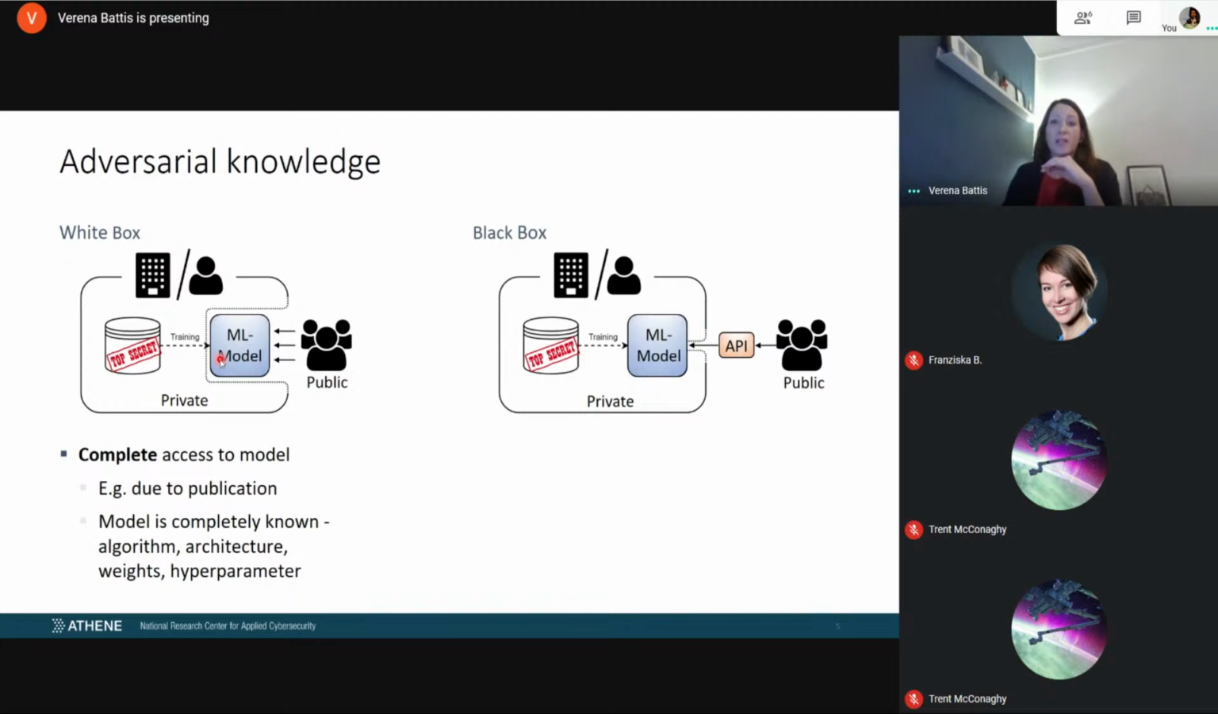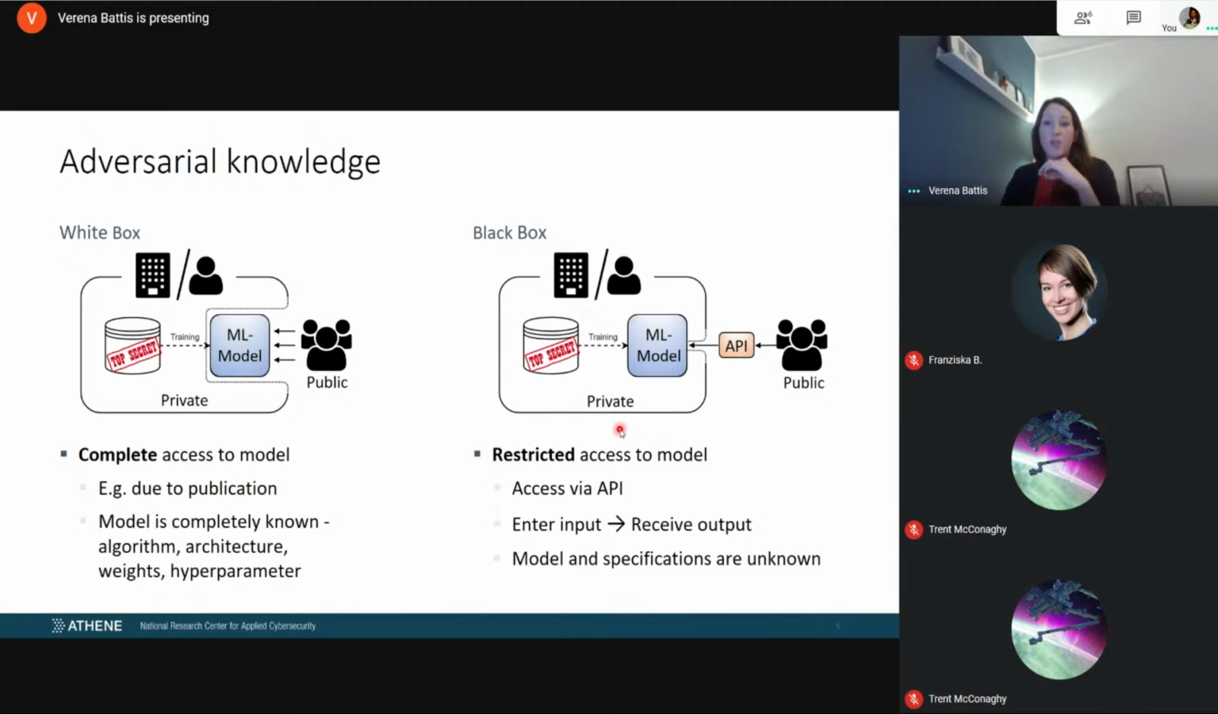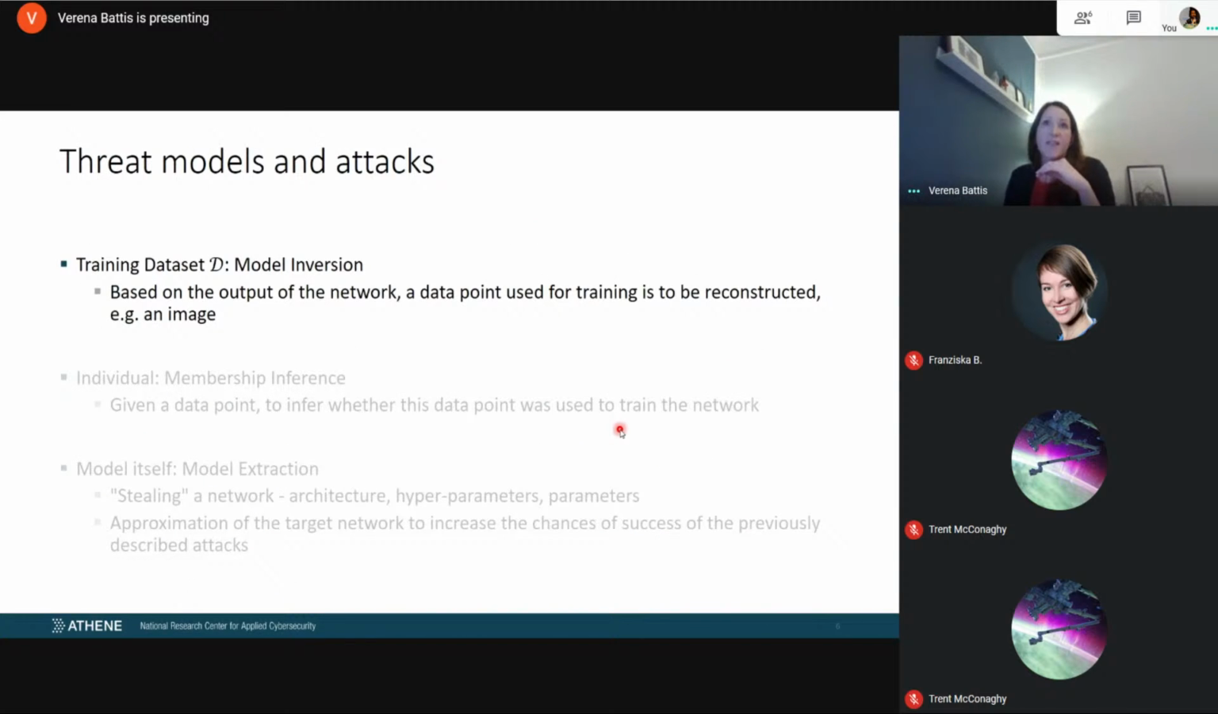On the other side of the spectrum, we have the black box scenario, I'm sorry. It starts the same: you're a company, you have some confidential data, you train a machine learning model, but in contrast to the white box scenario, you're not allowed, or you don't want, to give the model out to the public. But the public is allowed to query your model via an API. So they just provide input and they receive the respective output, but they don't have any knowledge about the model or its specifications. From a threat model perspective, the assets that are sensitive and potentially under attack are the training data set and the model itself, the parameters or the hyperparameters, and the architecture. We're going to start with attacks on the training data set, namely model inversion attacks.